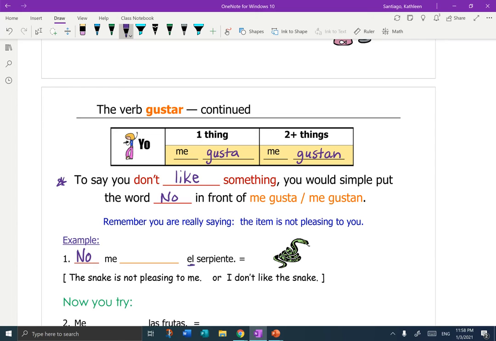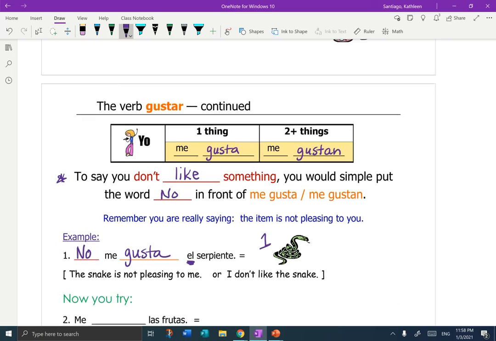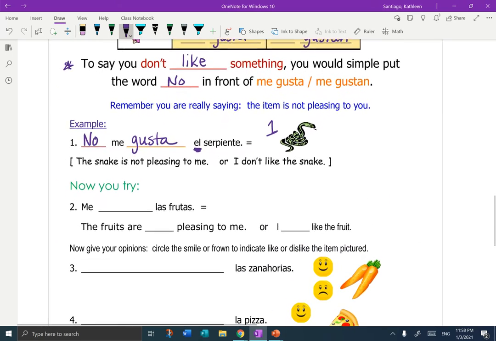And now I have to look at el serpiente. How many snakes are we talking about? Just one. So is it gusta or gustan? That's right. It would be gusta. So to say I don't like the snake, I would say no me gusta el serpiente. Now you try.